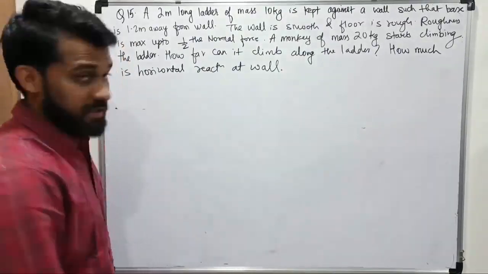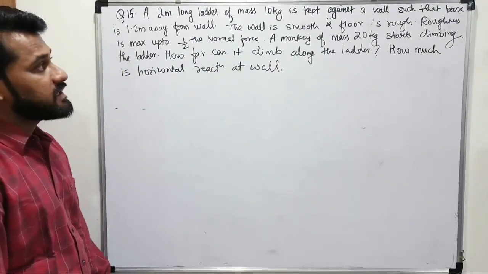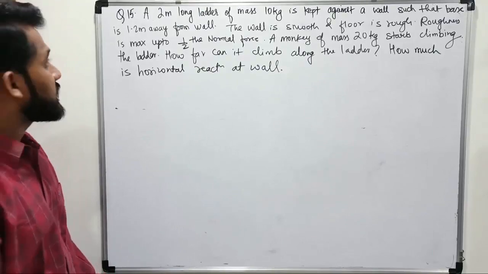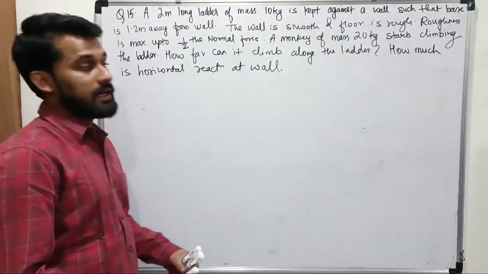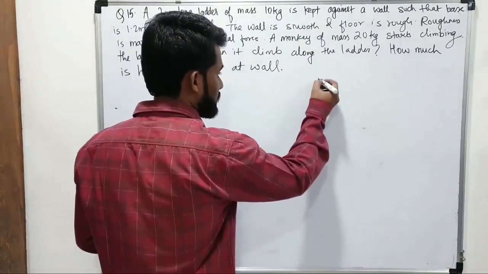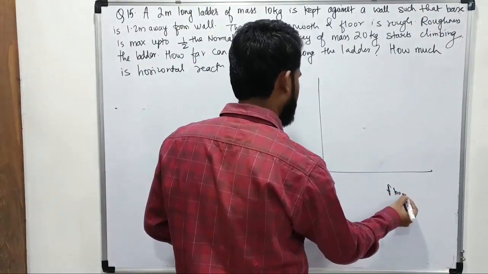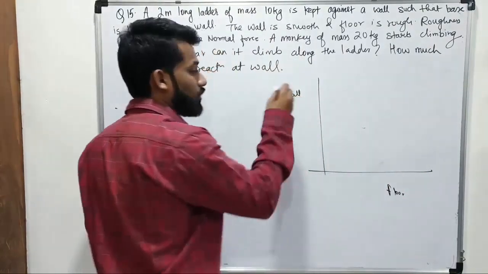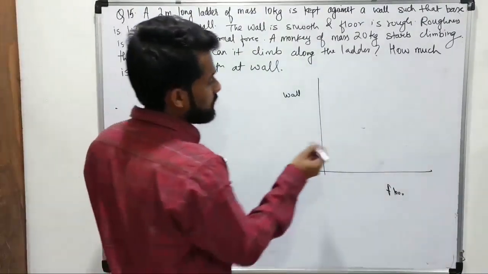Question number 15. A 2 meter long ladder of mass 10 kg is kept against a wall such that the base is 1.2 meters away from the wall. So a ladder is placed on a wall. This is the side view. So this is the floor and this is the wall. And on this wall a ladder is placed, and the ladder length is 2 meters.